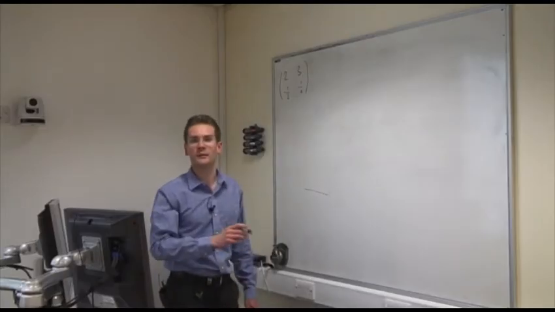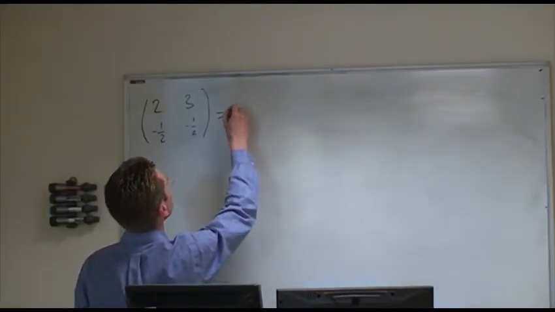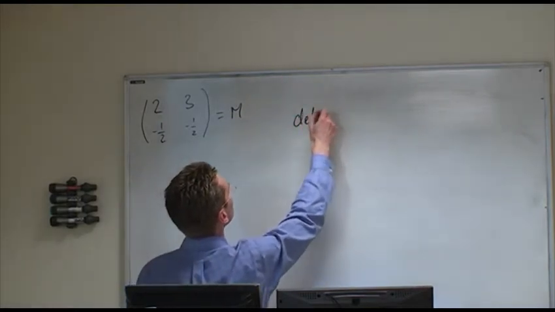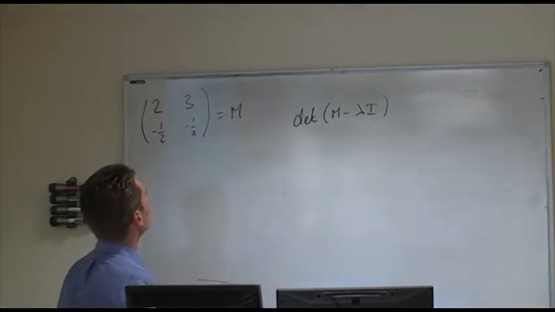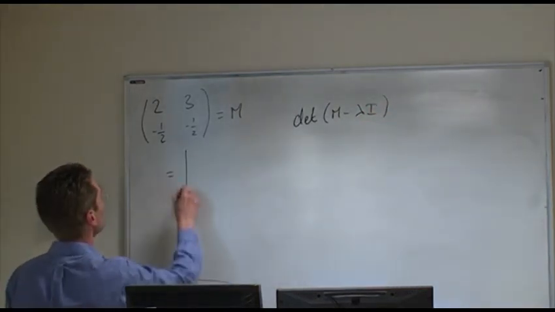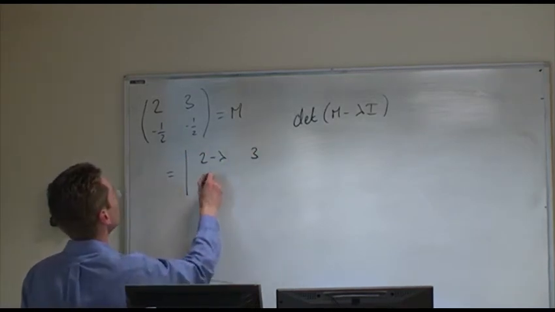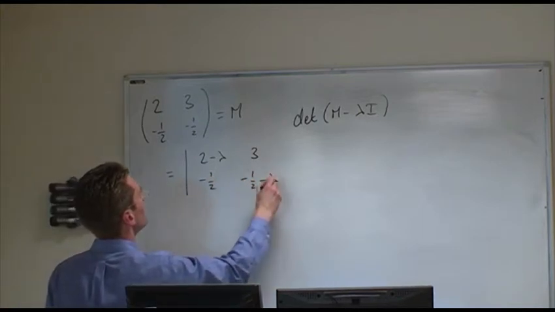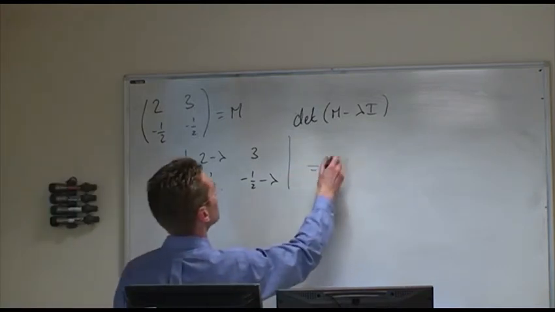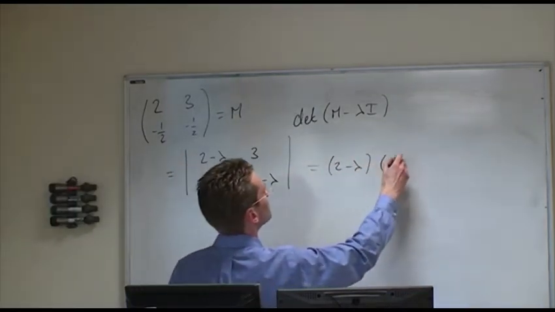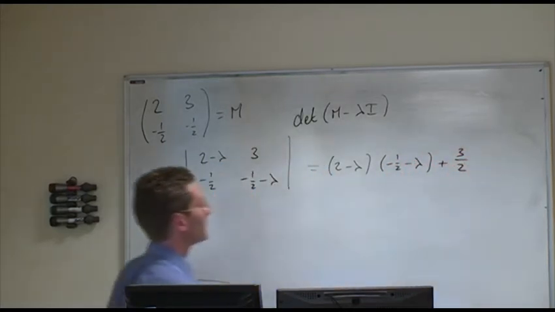Our first task is to calculate the characteristic equation. So the characteristic equation, if I call this matrix M, is the determinant of M minus lambda lots of the identity. Let's substitute in what M is. So this will be the determinant of 2 minus lambda, 3, minus 1/2, minus 1/2 minus lambda. It's a 2 by 2 matrix, so we know the determinant immediately. 2 minus lambda, minus 1/2 take lambda, plus 3 upon 2.